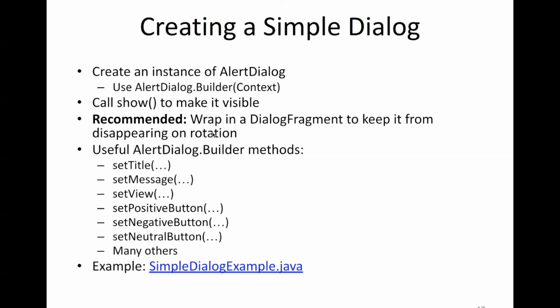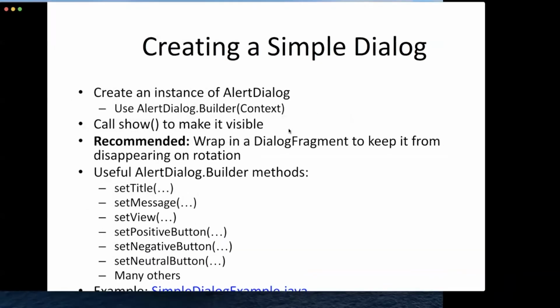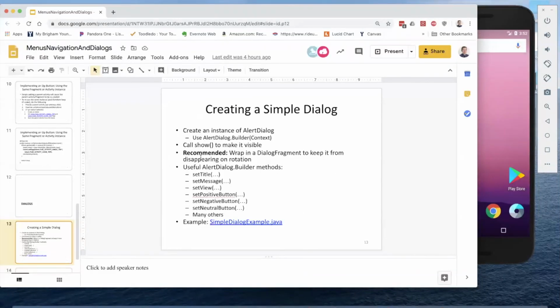This is not required, but highly recommended that you wrap your dialog in a dialog fragment. If you just create an alert dialog, you can pop a dialog up, but then if your phone rotates, so if you're looking at it in portrait and then you rotate to landscape, the dialog would disappear. Nobody would expect that. If they're looking at a dialog, they wouldn't expect it to disappear if they rotate. And so you can only prevent that by putting it in a dialog fragment. So we'll go look at the example that shows how to use these methods and also puts the dialog in a dialog fragment.